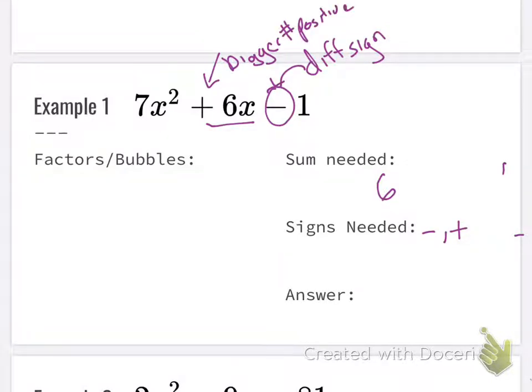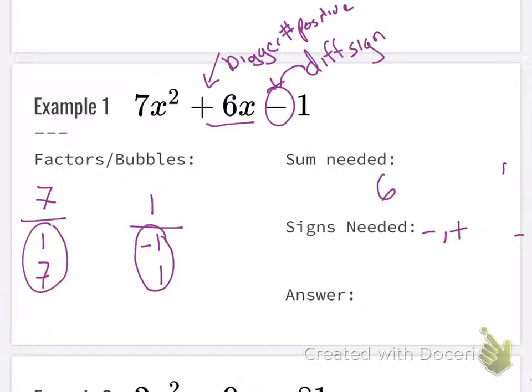Okay, so factors of 7 are 1 and 7. Factors of 1, and we know they're going to have different signs. They're going to be 1 and 1, so one of those gets to be negative. And then we're going to test these out and see how we multiply. Well, since we know the bigger number has to be positive, we know the 7 really belongs with that positive 1. So 7 times 1 is 7. 1 times negative 1 is negative 1, which gives me a positive 6. So I know that's the way this is going to have to pair out.